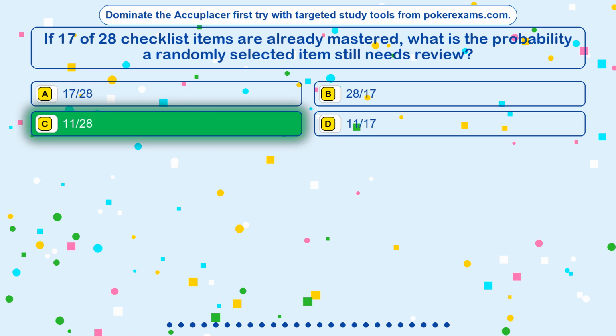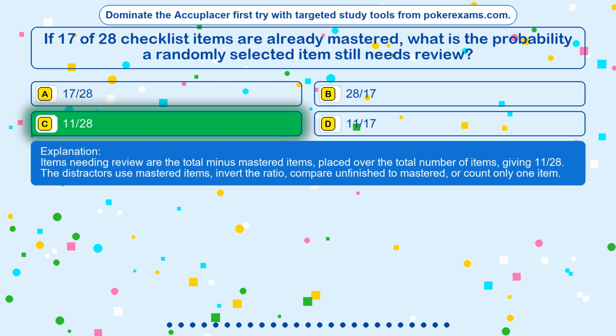The correct answer is option C, 11/28. Items needing review are the total minus mastered items, placed over the total number of items, giving 11/28. The distractors use mastered items, invert the ratio, compare unfinished to mastered, or count only one item.